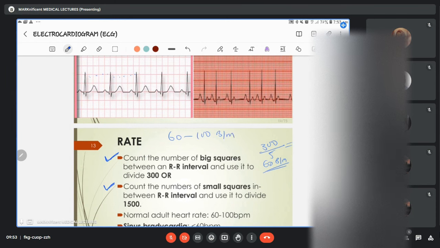So even if it's expanded, you have it less, you have maybe 300 divided by 4, it will give you a bit higher than 60. But so far it is within this range, then it is normal.